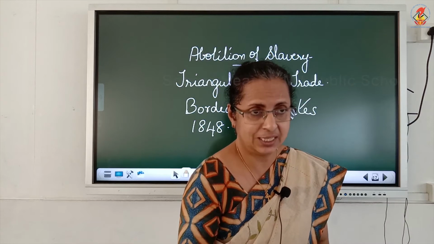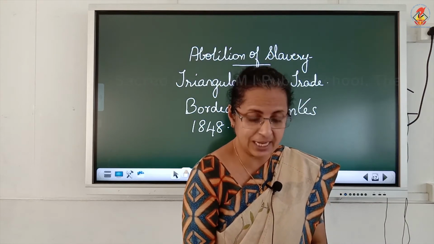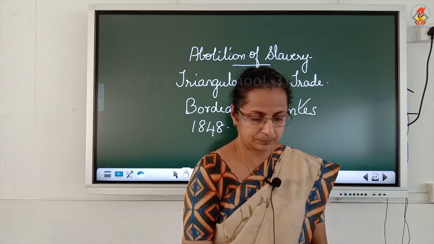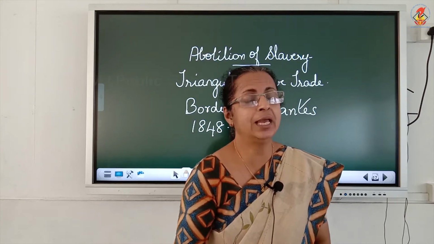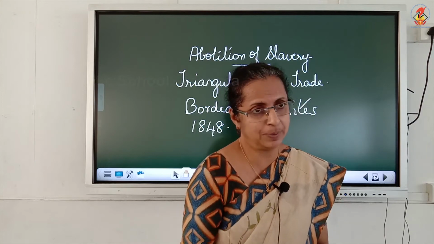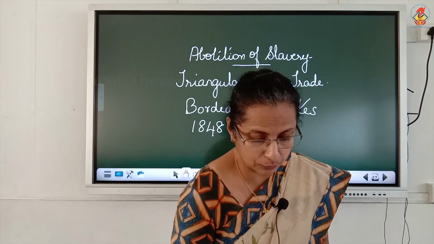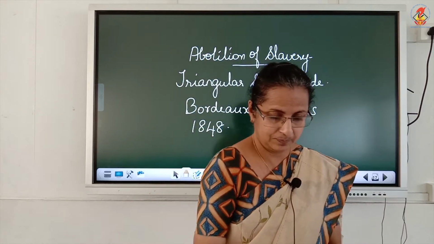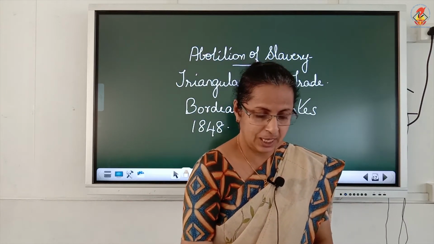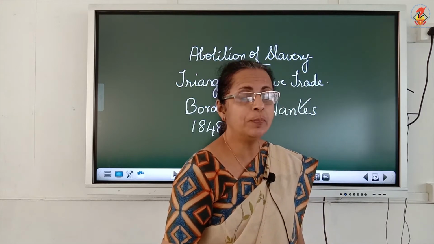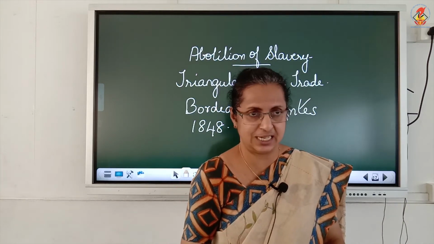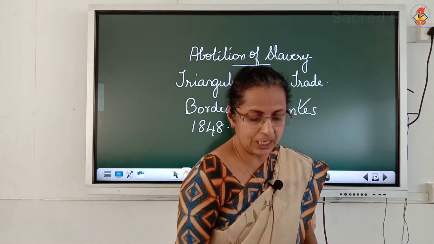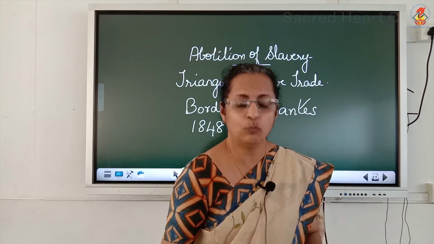The Europeans, the others, were not ready to travel far and work in the plantations. So there was a shortage of labor. To meet this shortage of labor, a triangular slave trade system was set up between countries of Europe, Africa and West Indies. A triangular slave trade system between Europe, Africa and West Indies.